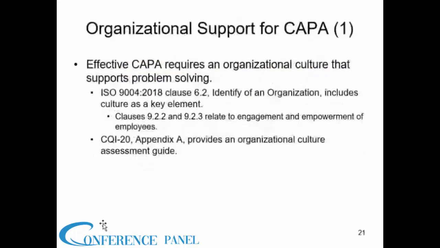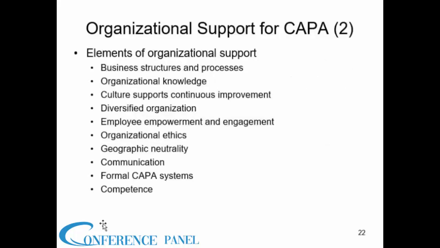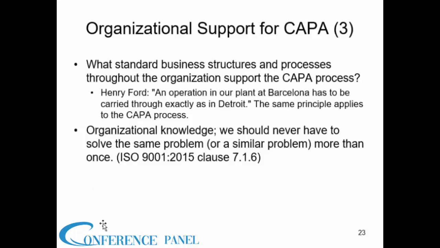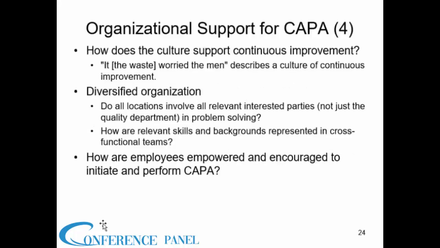Organizational support for CAPA requires an organizational culture that supports problem solving. Elements of organizational support are listed below, adapted from the CQI book. These are questions to ask. What standard business structures and processes throughout the organization support CAPA? Diversified organizations involve not just the quality department, everybody has to be involved in it.